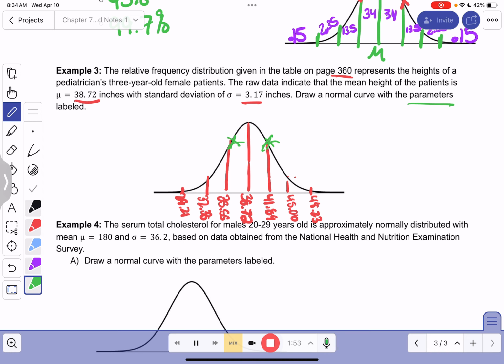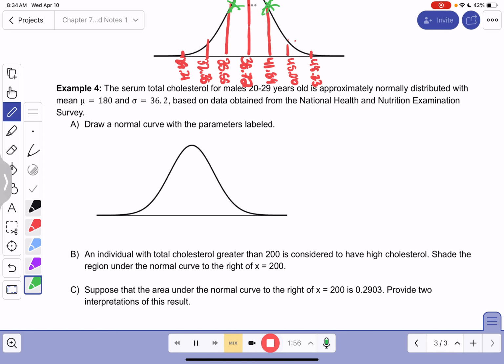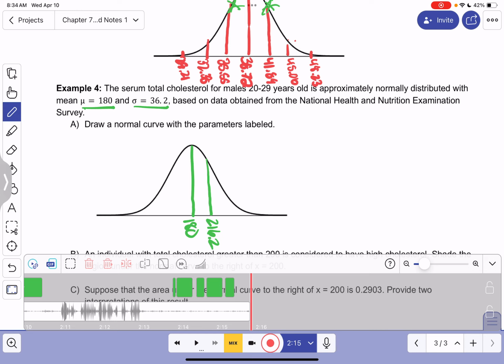Now let's look at another one. The serum total cholesterol for males between 20 and 29 years old is approximately normally distributed with mean 180 and standard deviation 36.2. So first, let's draw our curve. So 180 is our mean, and then we add 36.2, and we add 36.2, and we add 36.2, and then we do the same thing but subtract, subtract, subtract. So we have 3 of each, and then draw our inflection points.